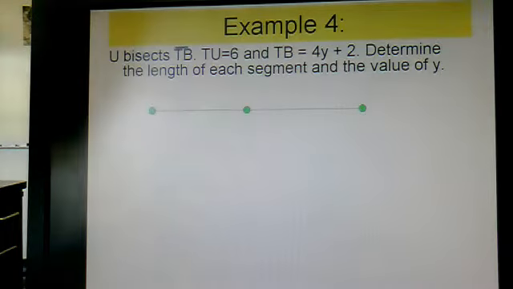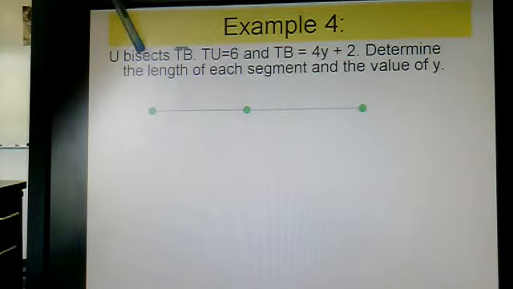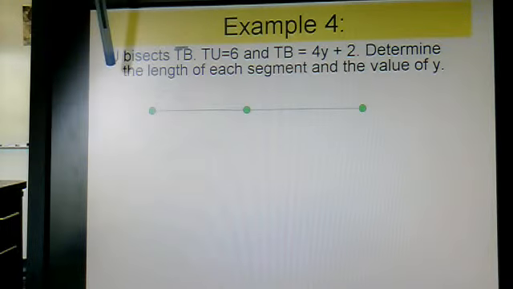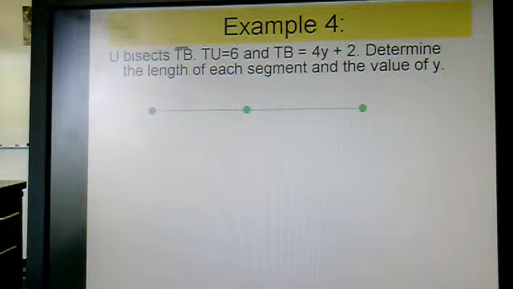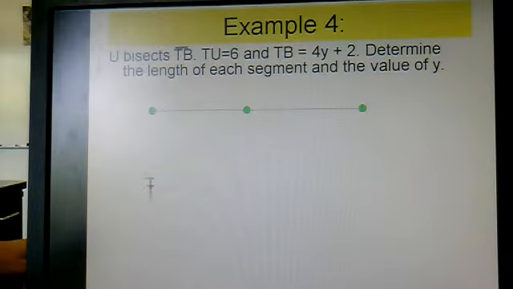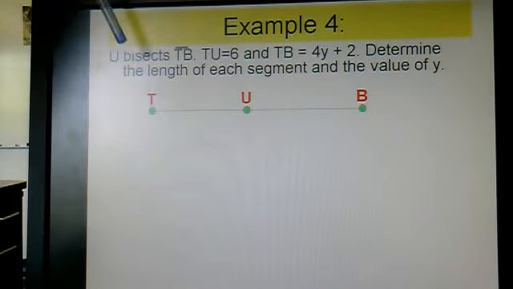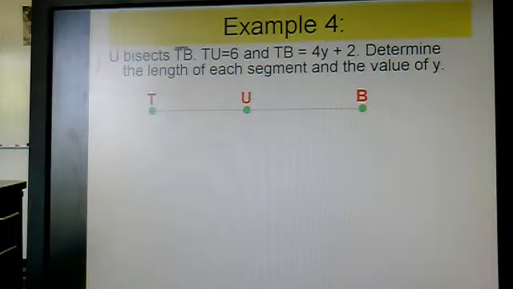I'm being stingy here. The vocab word is the tip-off on this. Determine the length of each segment and the value of y. And a lot of people get frustrated. They go, well, you're only giving me 2 of the segments, and there's actually 3 of them. I'm stuck. I can't do it. It's impossible. There is enough information. The vocab word is a tip-off to that third piece of information.